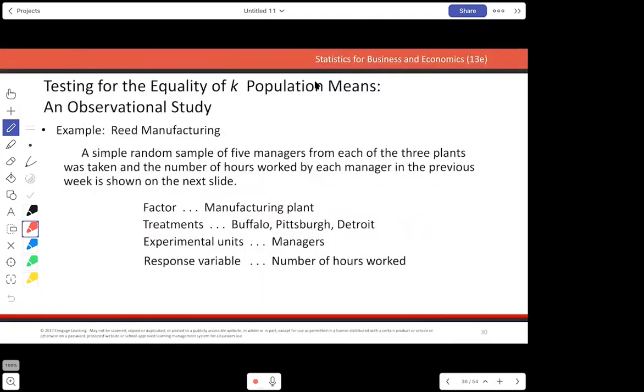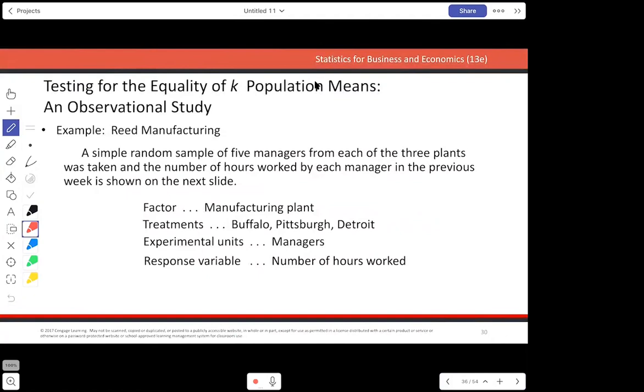So here it is. Testing for the equality of K population means, an observational study. Reed Manufacturing is the name of the company. A simple random sample of 5 managers from each of 3 plants was taken, and the number of hours worked by each manager in the previous week was shown on the next slide. So the factor is the manufacturing plant. What are the treatments? The different locations, Buffalo, Pittsburgh, and Detroit. Who are the experimental units? The managers, the people that we actually collected the data from.